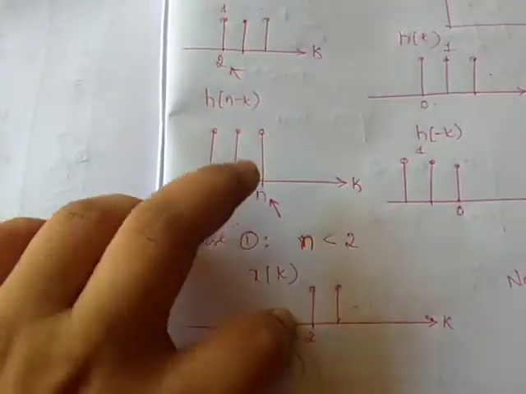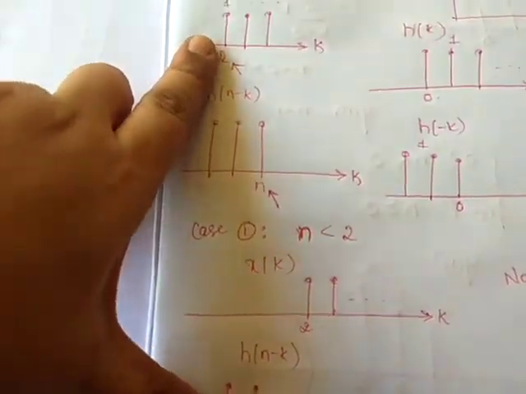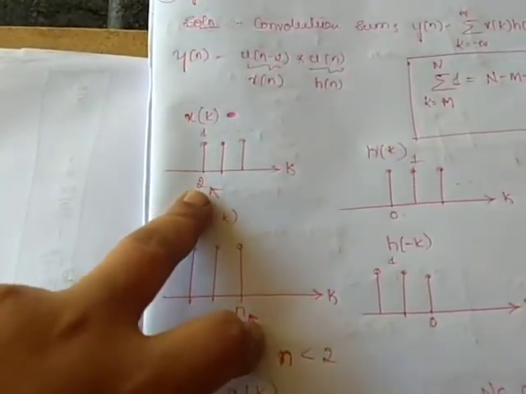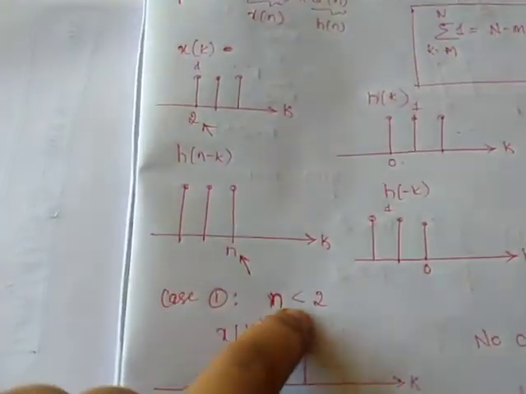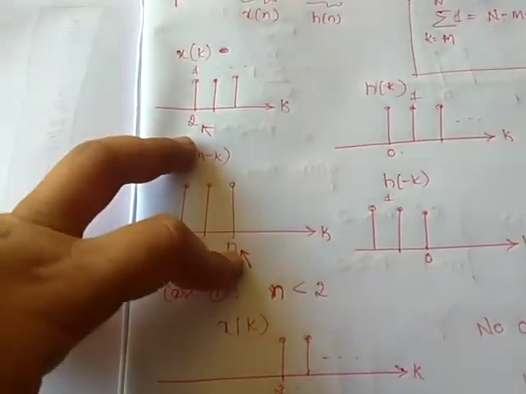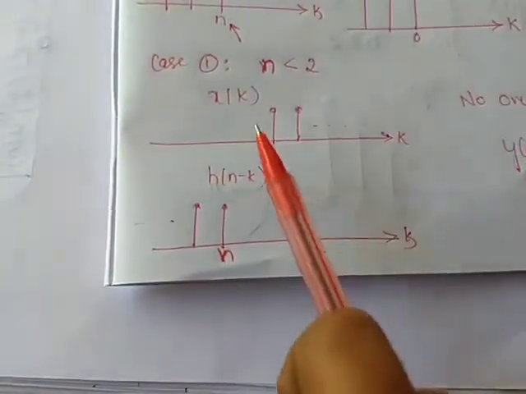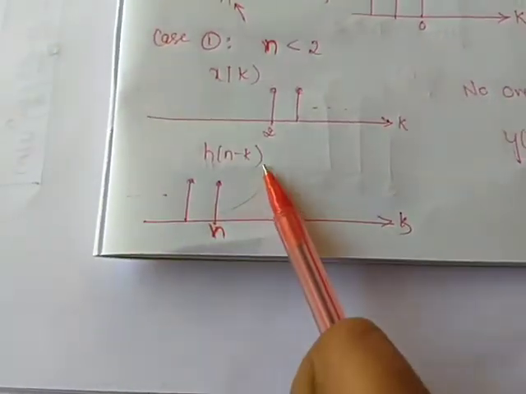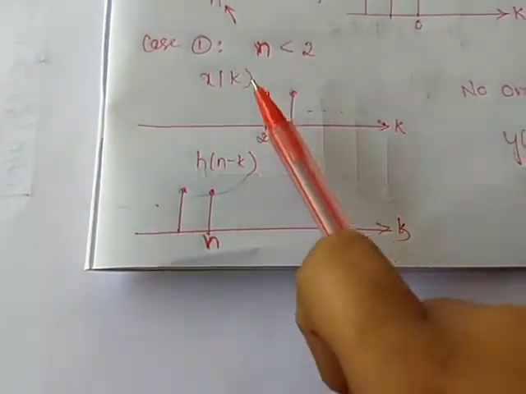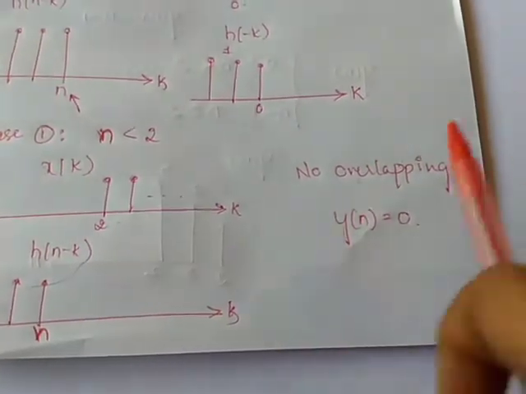The first case is when the beginning of h of n minus k is less than the beginning of x of k. That is, the beginning of h of n minus k is n and the beginning of x of k is 2. So the first case is n is less than 2. In this case, the beginning is less than 2, which means it is behind 2. Is there any overlapping? There is no overlapping, so the convolution is 0.